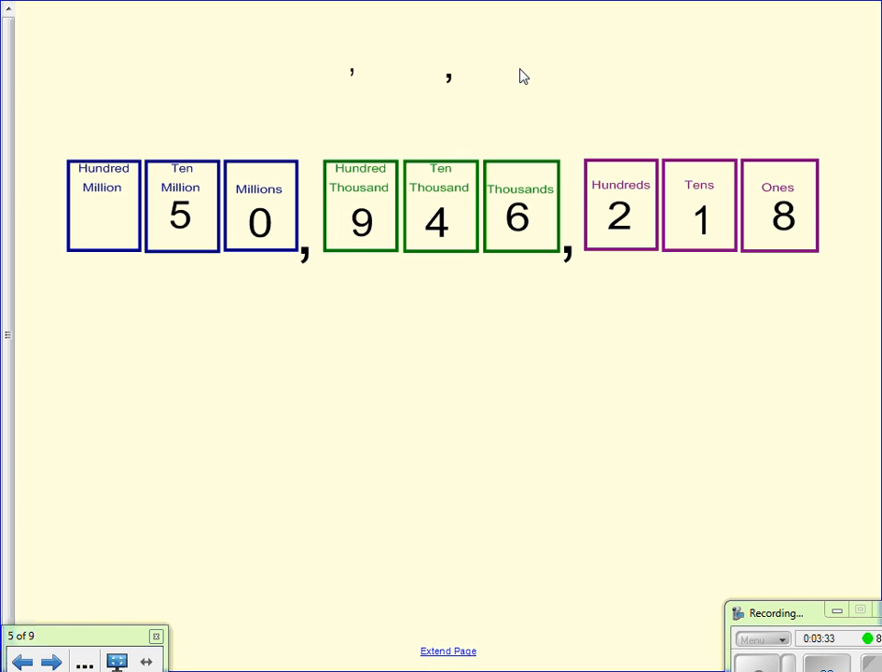When I read my numbers, I pause to say the period at the comma. So here's where I pause to say million. Here I would pause to say thousand. And I read these numbers just like they'd be regular numbers. So I have 50 million, 946,218.